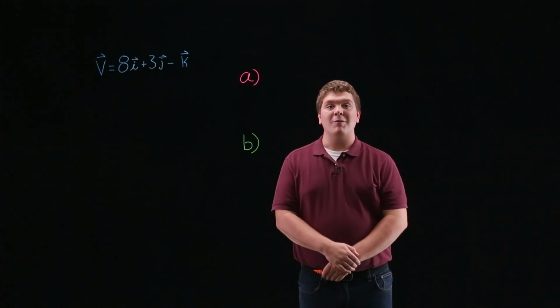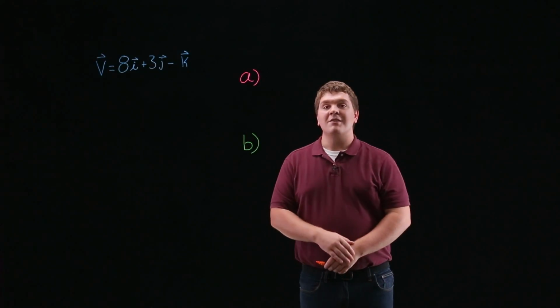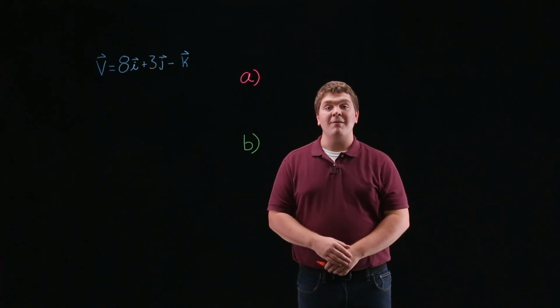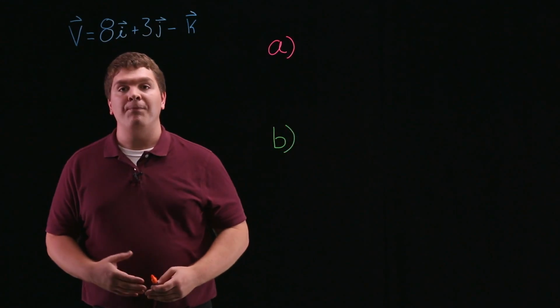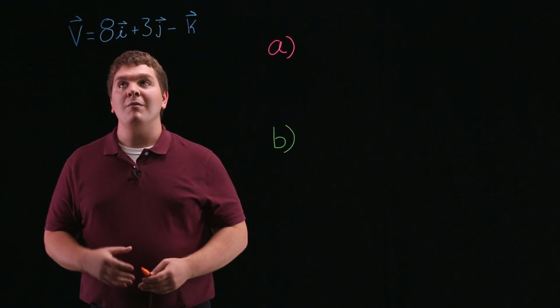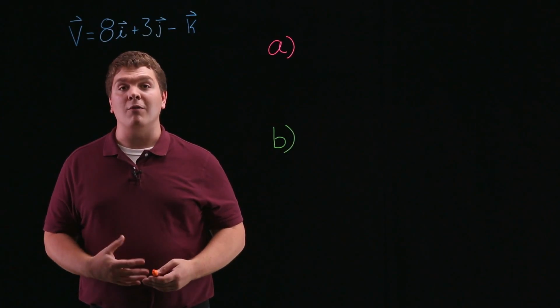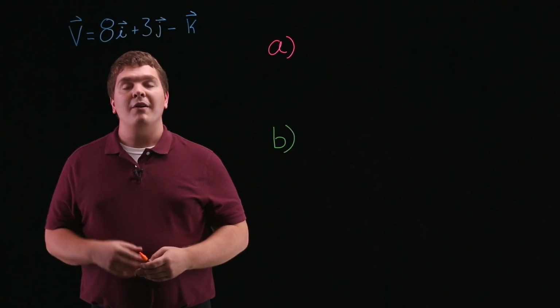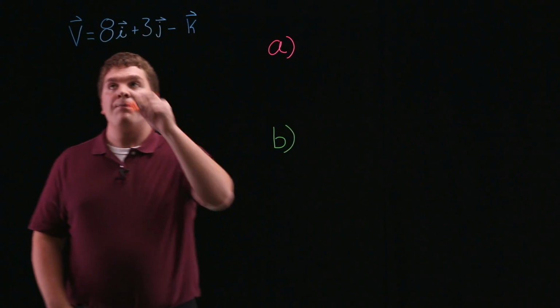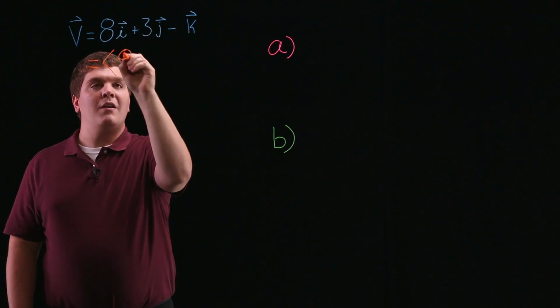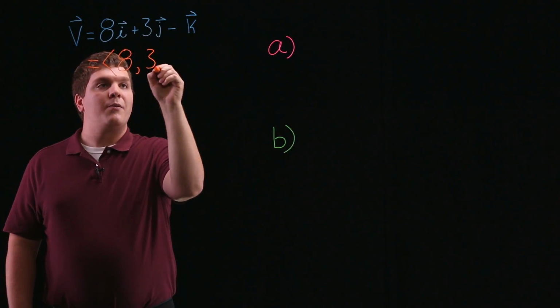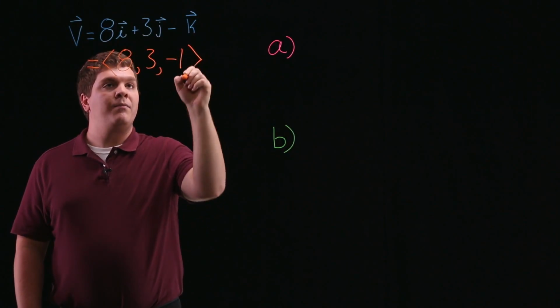Hi, my name's Gabe. For this problem, we're given a vector v, and we're asked to find a unit vector with the same direction as v and a unit vector with the opposite direction of v. So let's start by taking a look at the vector v. I'm going to first write this vector in component form. This step isn't really necessary, but it'll make some of the computations a little bit easier. So we can write v in component form as <8, 3, -1>.